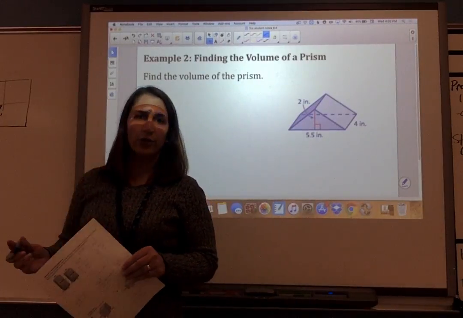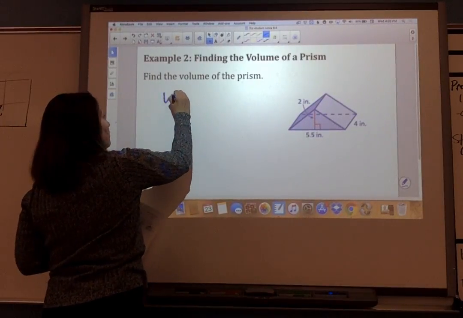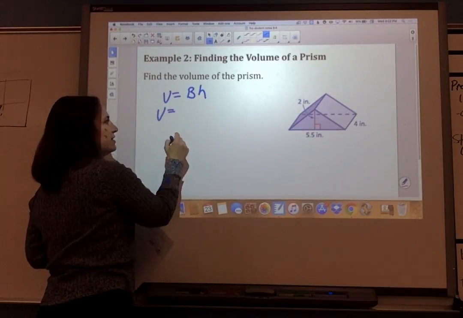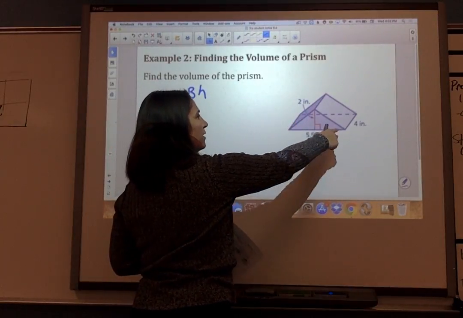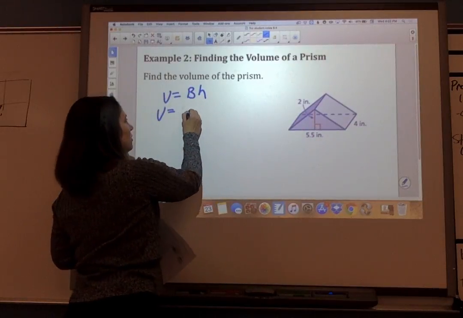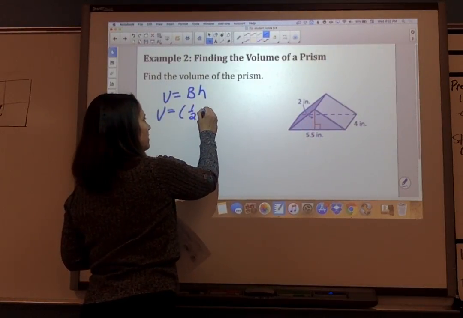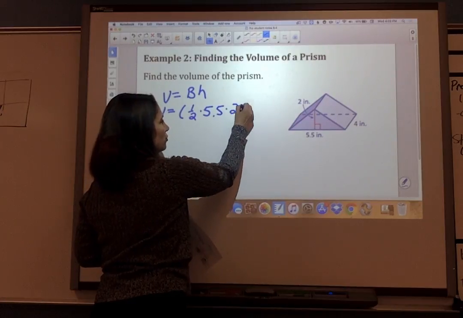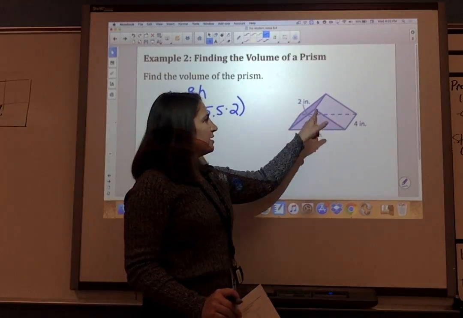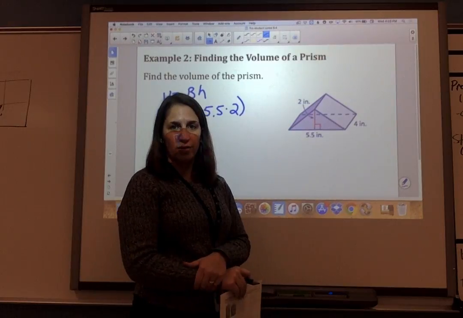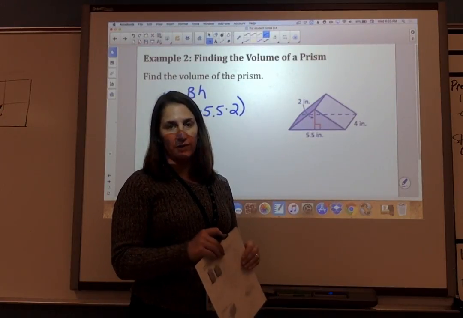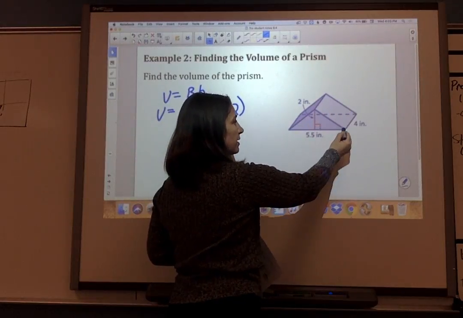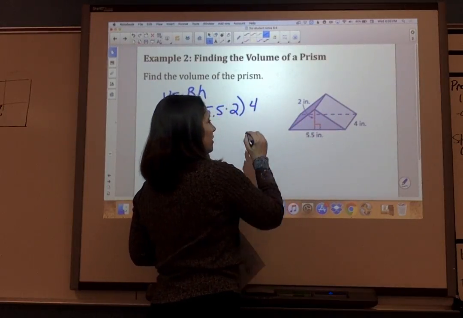Here's our second example. We have a triangular prism. We'll still start with volume equals capital B times H. And this time, we need to find the area of this triangle, which is 1/2 times 5.5 times 2. Remember that the base and the height of a triangle need to be perpendicular to each other. The height of this prism is 4 inches.